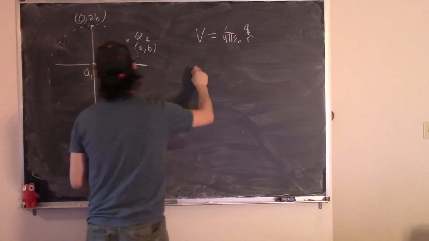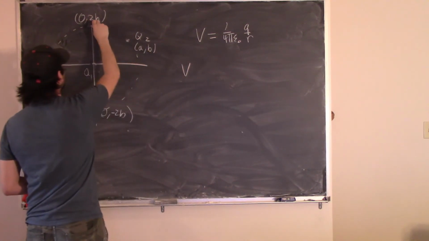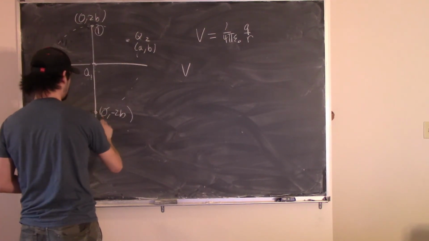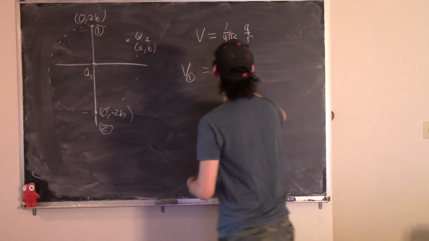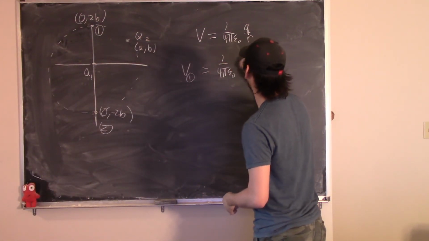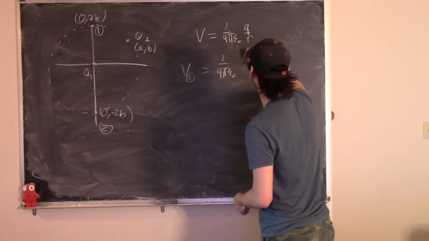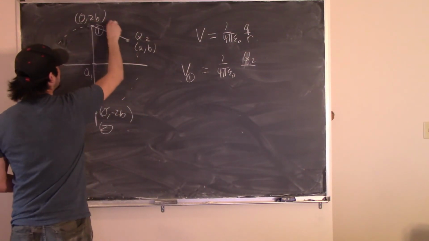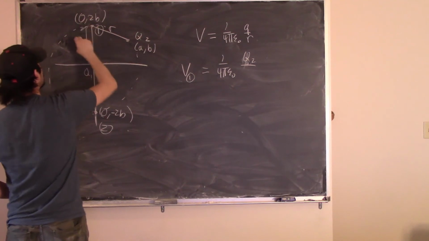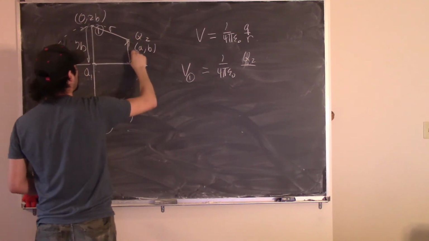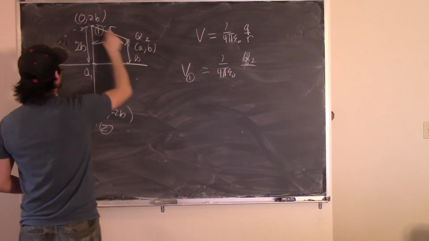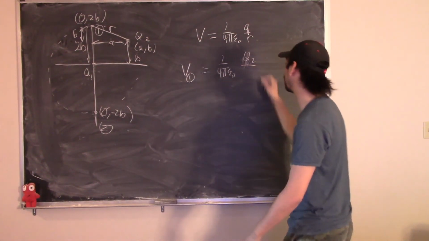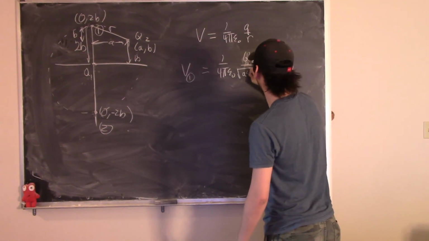So let's call this point 1 and this point 2. For point 1, V1 is equal to 1 over 4 pi epsilon naught, Q2 divided by r. To find r here, we know this is some total distance 2b. This is the distance b, this is the distance a, and so this is the distance b. And so r is just going to be equal to the square root of a squared plus b squared.